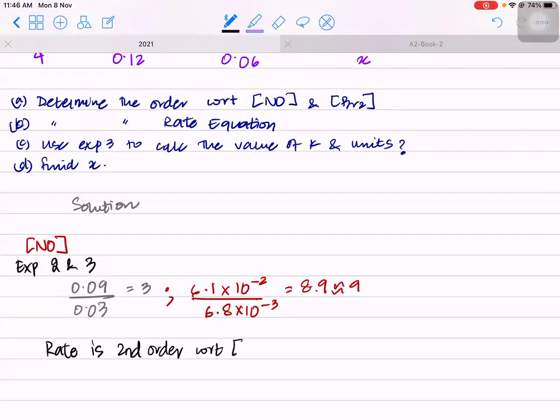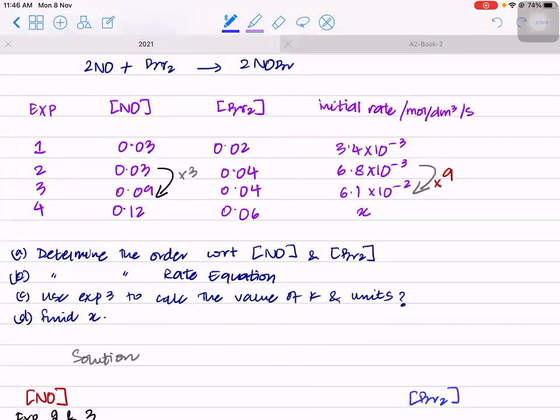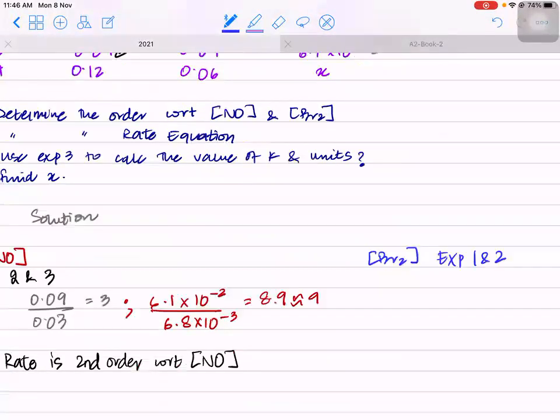Is that clear? Now for bromine, again, we need to pick 2 experiments where bromine is changing, but NO is constant. So pick 2 experiments where bromine is changing, NO is constant. Can I pick 1 and 2? Yes. So for bromine, I am picking experiment 1 and 2.